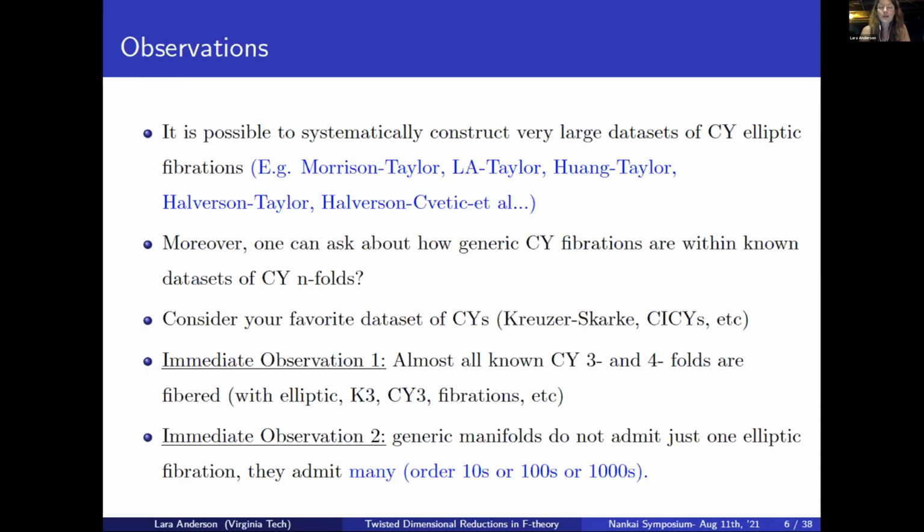The immediate observation number 2 is that when you look at one of these manifolds, in general, it does not just admit one fibration, but the same manifold can actually be described many different ways, order tens, hundreds, or even thousands of different ways as a fibration. So you can pull the manifold apart, kind of, Lego style, into different decompositions as a fiber and a base. And the same geometry can have many different decompositions, all of which can teach you interesting things about the structure of that geometry and the field theories that will live over it.